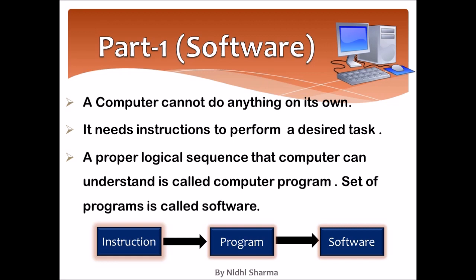Software is a collection of programs or a set of instructions given to a computer for completion of a task. On this slide you can see instruction, then program, and then with program, software is formed. An instruction is basically one step that we give to the computer. When we combine instructions, it forms a program, and when we combine a set of programs in a particular form, it becomes software.